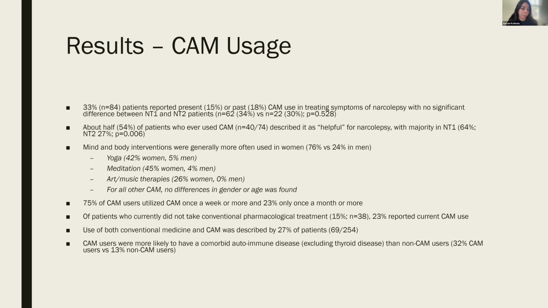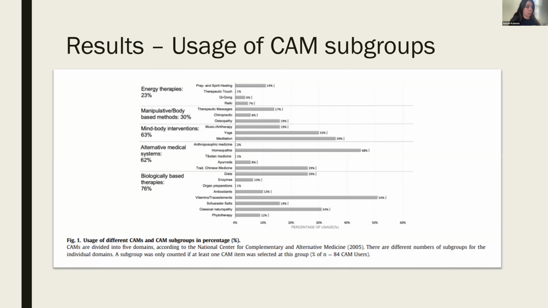And then just like I pointed out from the table, CAM users were more likely to have a comorbid autoimmune disease than non-CAM users. They did exclude any thyroid disease. Okay, and here are the CAM subgroups, those 5 different domains, and which treatments were within those 5 domains.